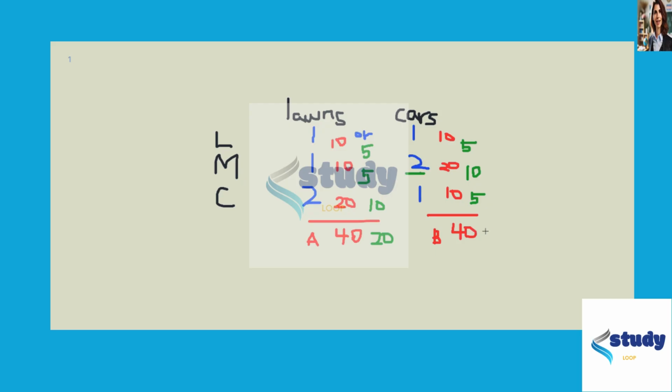And here is also 20. So if each of them spend half of their time doing these two jobs, at the end, 20 lawns will be mowed and 20 cars will be washed. Okay, so this is situation C.